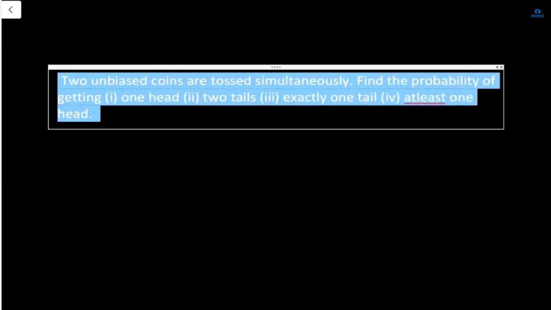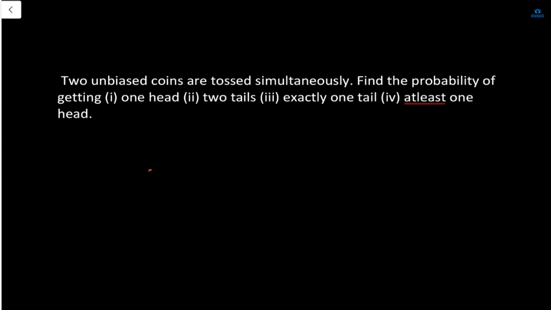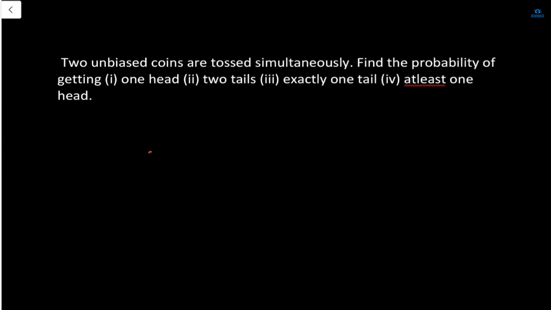Now, 2 unbiased coins are tossed simultaneously. Find the probability of getting 1 head. So 2 coins are tossed simultaneously. First of all, we'll write the total number of outcomes. So what will be the outcomes here? Total outcomes?